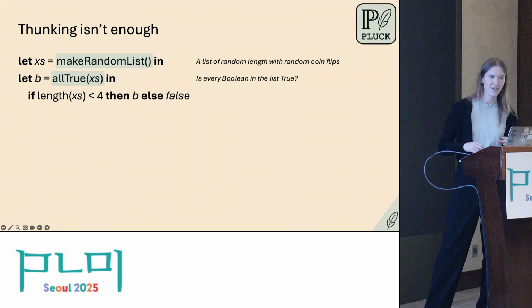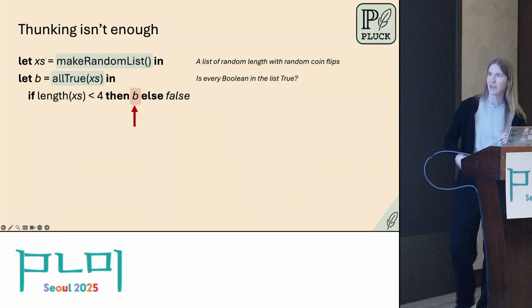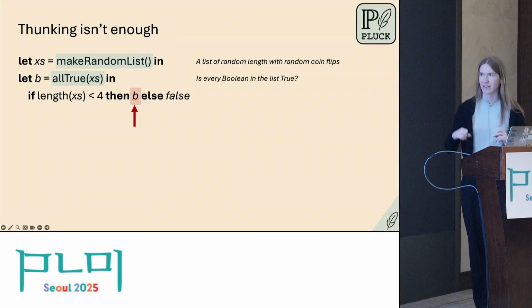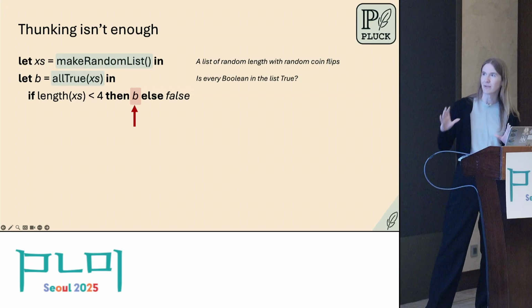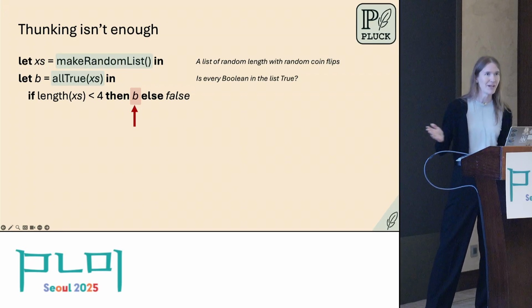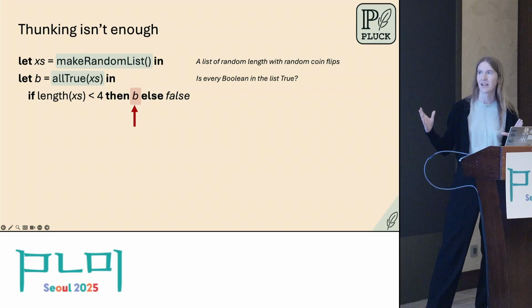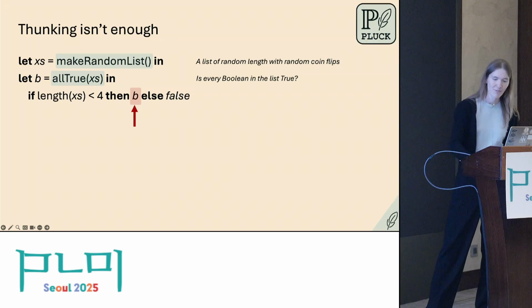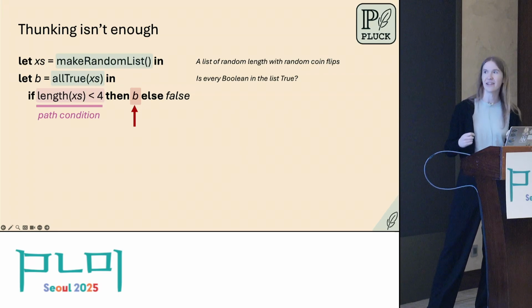And here we're going to end up thunking x's and B, and when we get to this point in the program, we're going to end up forcing B, right? And if we just forced exactly what we thunked up there, then we would be out of luck. We would be attempting again to generate that infinitely large distribution. But here, we can actually leverage the fact that we have this path condition, right?